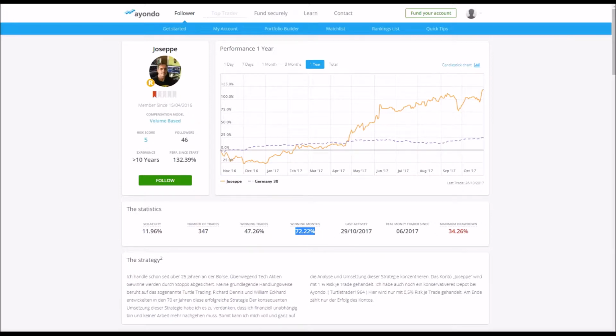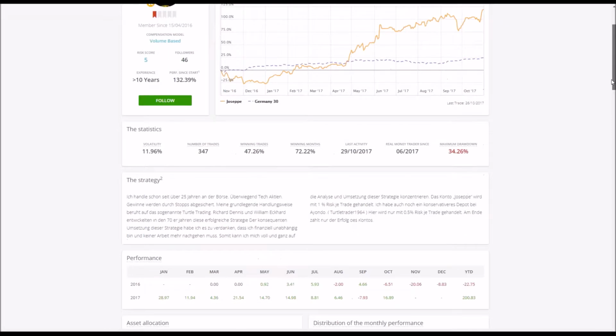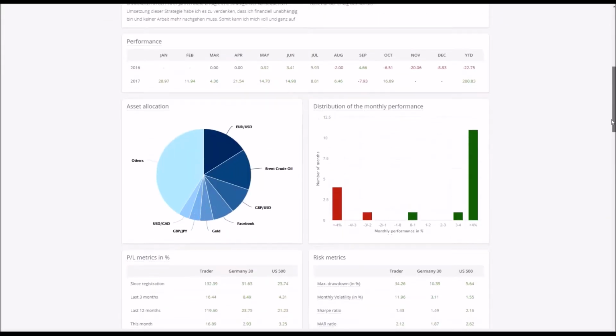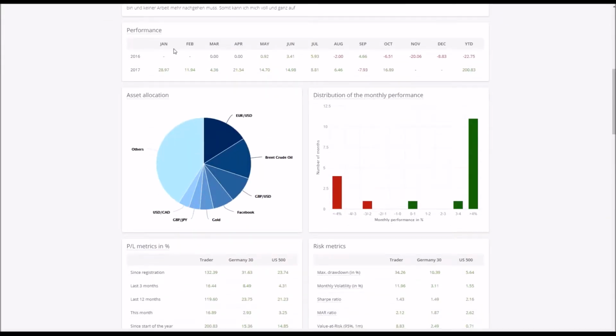Last activity, last trade, and the number of trades this person's done. Okay, so there's some details there. Then for me, this is the next important one, the performance numbers. So how has that P&L been built up? So month on month, how have they done?